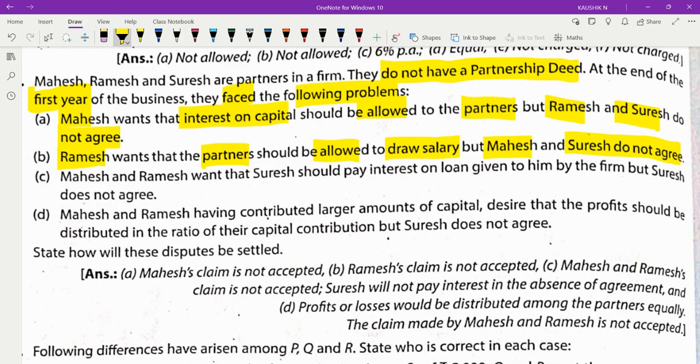It is not acceptable, not provided. You can use any word: not allowed, not acceptable, not provided. All such terms are fine. Any doubt in the first two? Any doubt in the first? Okay, come to the third question. What's mentioned in the third one?